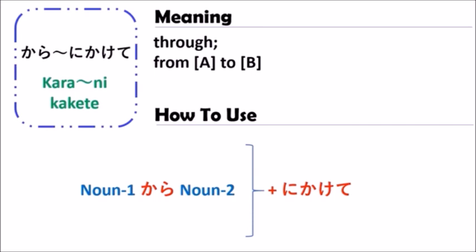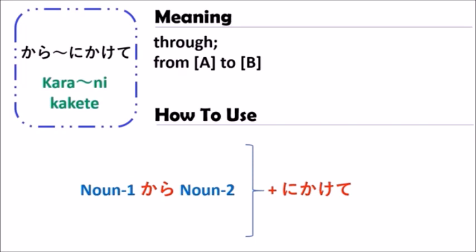start with noun one, followed by kara, followed by noun two, and end with ni kakete. So when you use this grammar, you put the first noun and the second noun between kara and kakete, which means "through," or "from point A to point B," or "from noun 1 to noun 2."